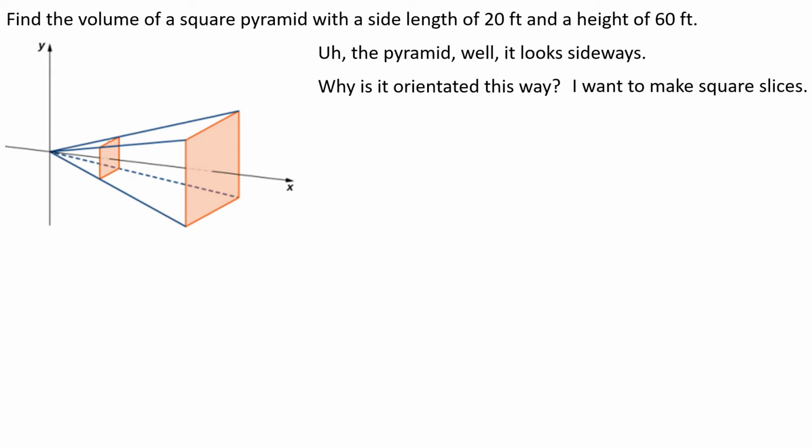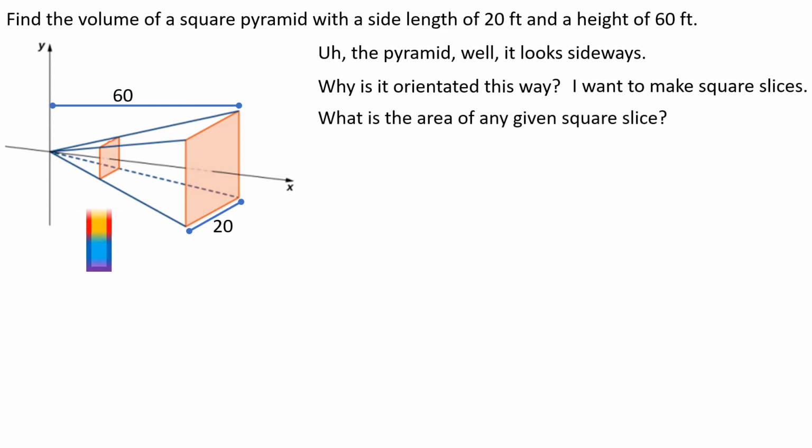And notice that unlike the previous example, I stole a picture off the internet, where you can see that the x-axis goes from the apex of the pyramid, that vertex, I guess you would call it, through the center of the base. So that base again is going to be a 20 by 20 square, and the height is 60. So when we integrate, we're going to integrate from x equals 0 to x equals 60.